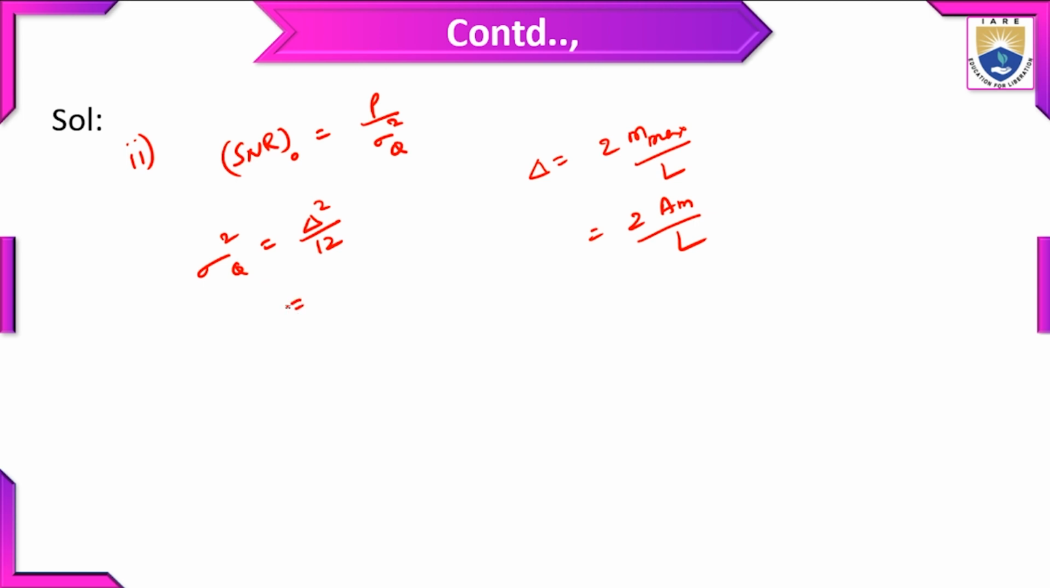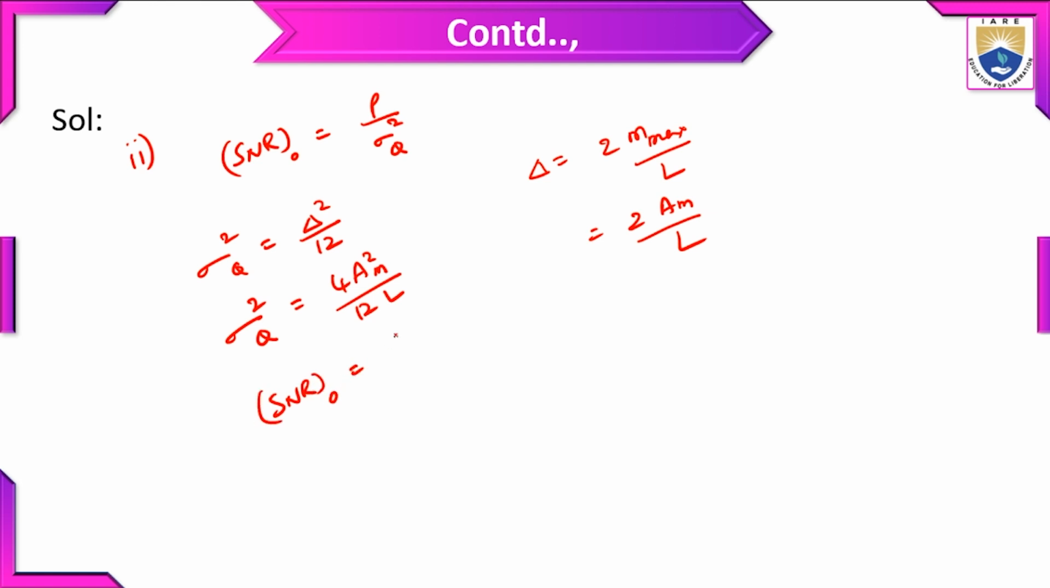So here I'm going to substitute the delta value. My delta value is 2 Am by L. But here delta square there is 4 Am square divided by 12 L. Okay. So this is my sigma square Q. But here I require SNR, not this quantization noise.